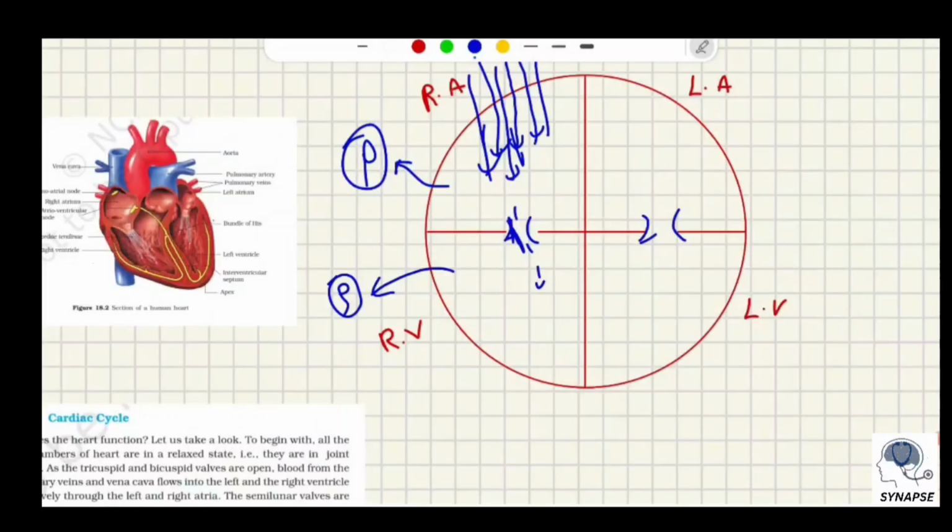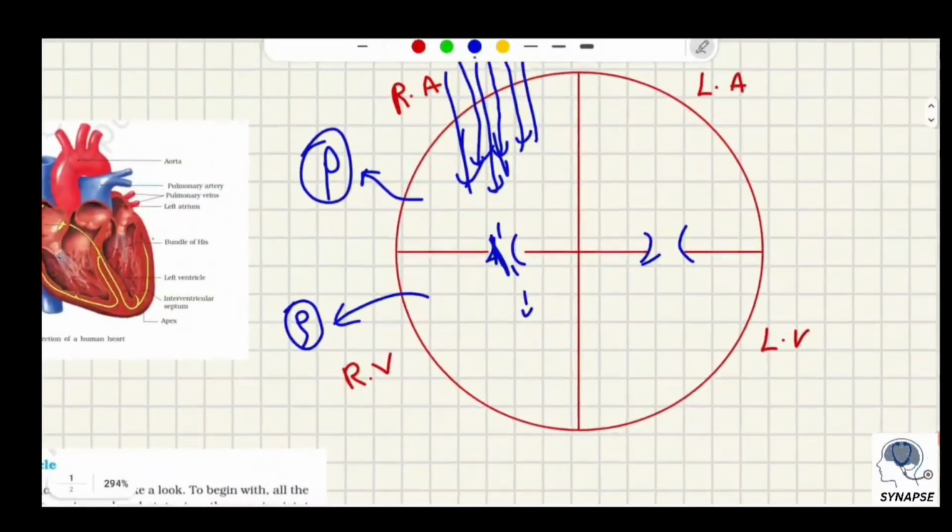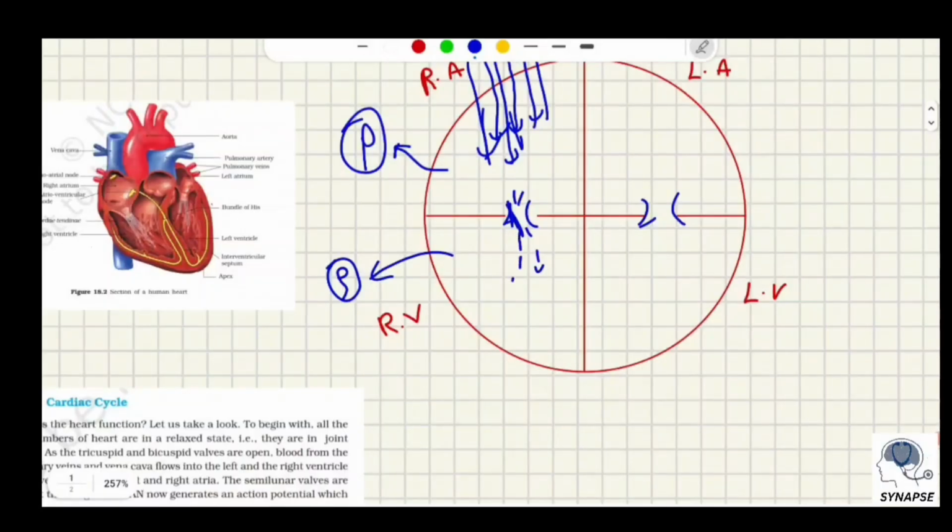And this blood will come into the right ventricle. Now, this is a passive mechanism. It has occurred due to pressure only. There is no action potential involved, or any active force involved in causing this blood flow from atria to ventricle. So this is passive flow of blood, and through it 70% of the volume of blood flows into the right ventricle from the right atrium.